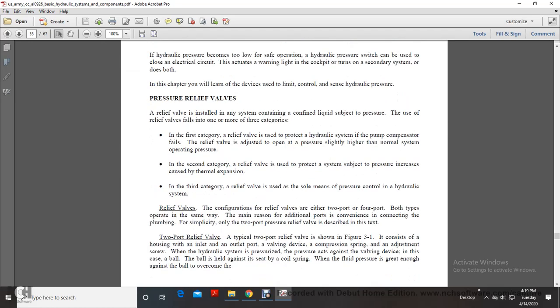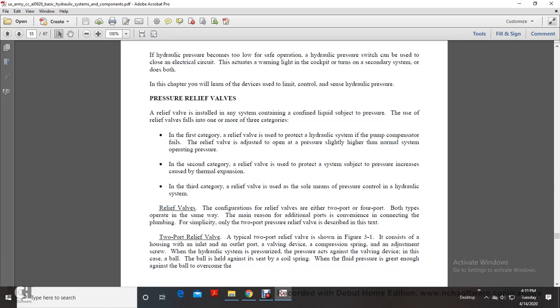Alright, pressure relief valve. A relief valve is installed in any system containing a confined liquid and subject to pressure. The use of the relief valve falls into one or more of 3 categories. First category, the relief valve is used to protect the hydraulic system if the pump compensator fails. The relief valve is adjusted to open at a pressure slightly higher than the normal operating pressure.